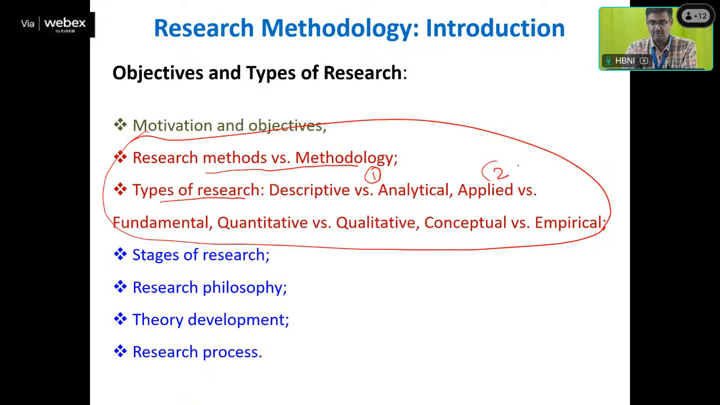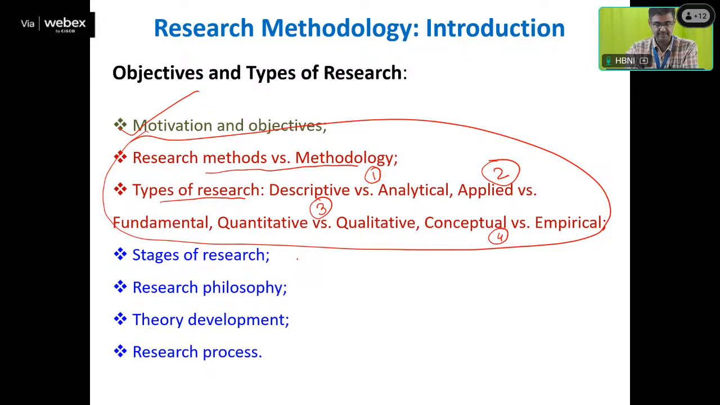Applied versus fundamental research. What is the difference between applied research and fundamental research? Quantitative and qualitative research. Which research is quantitative and which is qualitative? And conceptual versus empirical. So basically there are 4 types of research which we will discuss in our class. This forms part of the research methodology introduction. We have covered motivation and objectives, and we'll go through all these today.